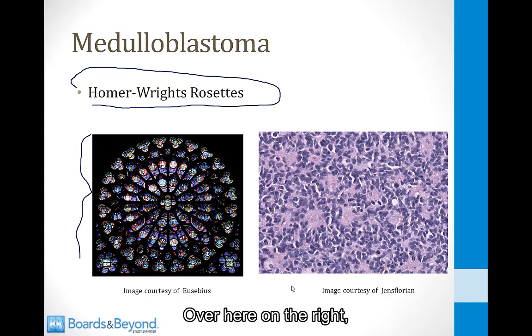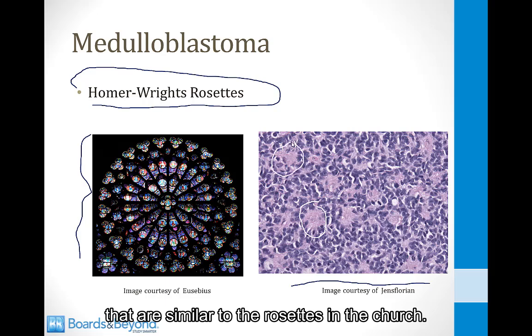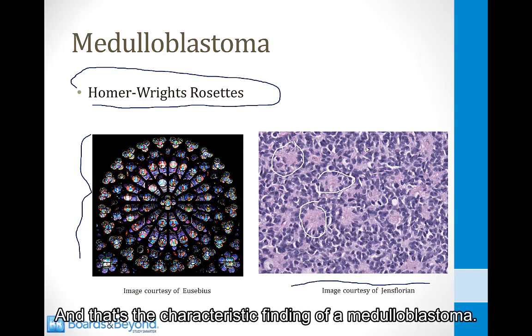Over here on the right, we've got a picture of a medulloblastoma, and you can see that the tumor cells form these circles that are similar to the rosettes in the church. And so these were called rosettes, and they were named after the man who discovered them, Homer Wright, and that's the characteristic finding of a medulloblastoma.